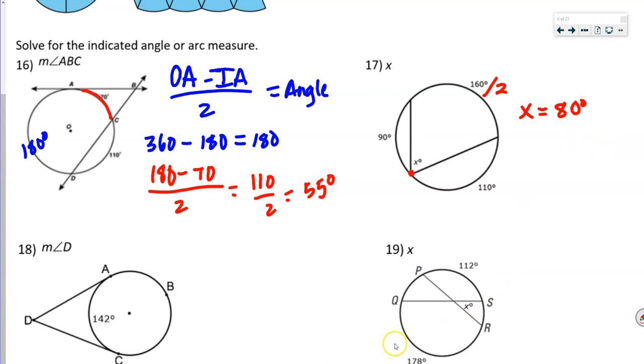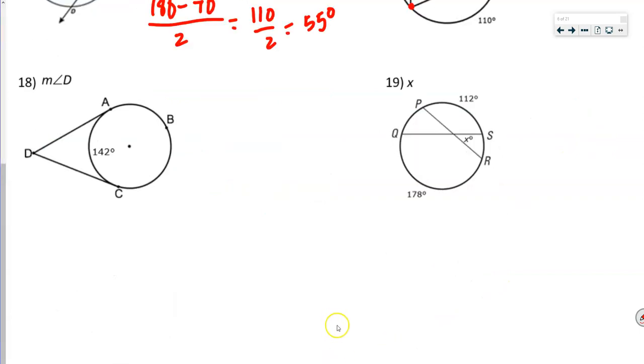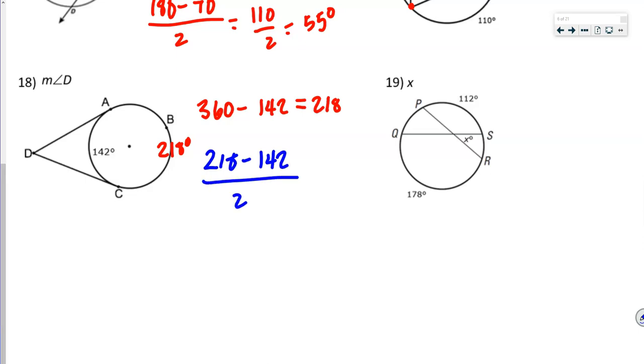All right, the next one, again, we got our outside arc minus our inside arc. So once again, we don't know what our outside arc is, and we've only got 2 arcs. So we're going to take the 360 and subtract from it 142. And when I did that, I got 218. So this is 218 out here. So once again, we're taking the outside arc minus the inside arc, 218 minus the 142, and dividing that by 2. So when I did that, I got 76 divided by 2, so this is 38 degrees for the measure of angle D, okay? Because it was asking us for that angle right there.